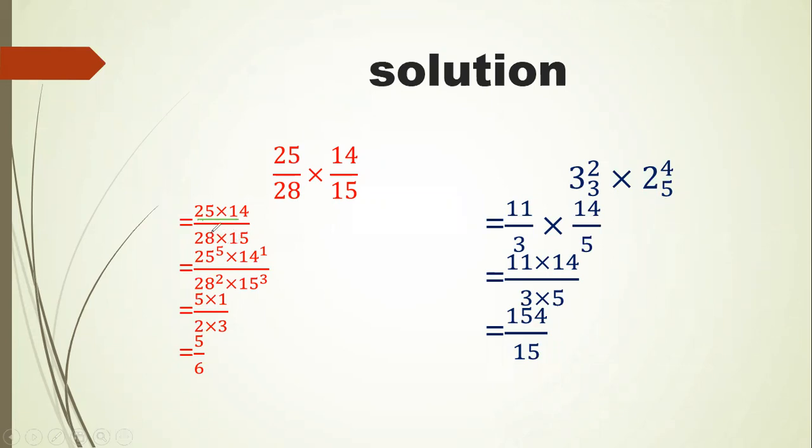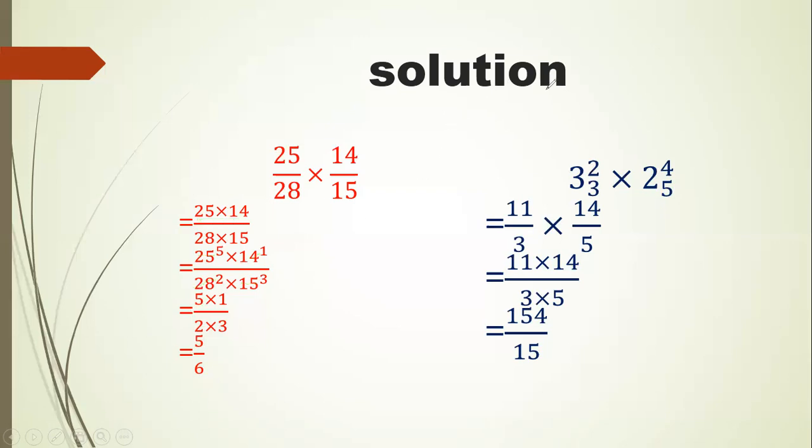You realize that 28 and 14 have a common factor, so that's why we go ahead to reduce this. 28 and 14 using 14. 14 goes in 28 twice and 14 goes in 14 once. Then with 25 and 15, reduce them by a common factor of 5. 5 goes in 25 5 times, 5 goes in 15 3 times. So finally, we shall have 5 times 1 divided by 2 times 3, which is 5 out of 6 as our answer.